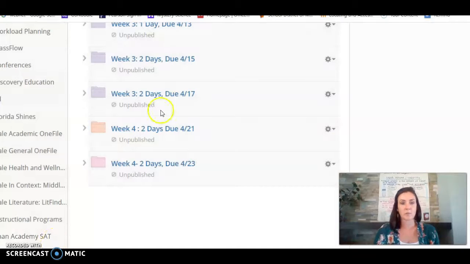I'm here giving you the directions on what you should be accomplishing in this folder. So if you can take a quick look with me, you should be on week 3. This is 2 days. It is due on the 17th. Click that folder.